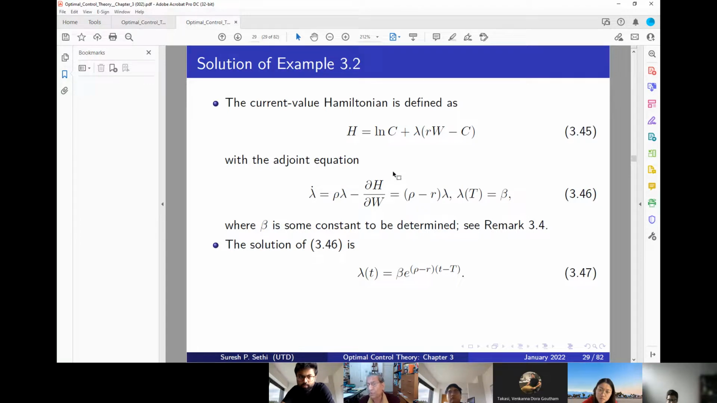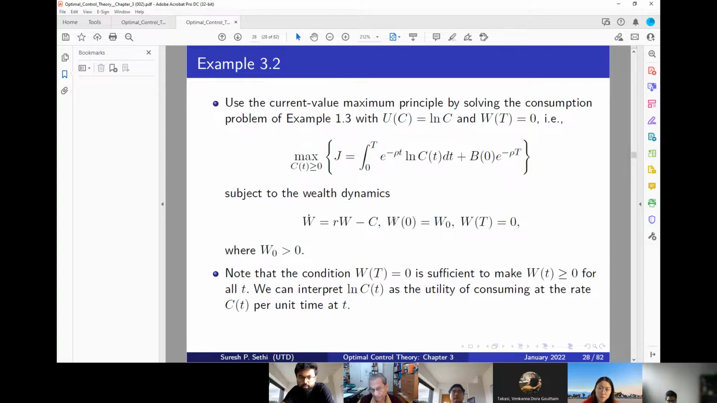But that's solving the 2-point boundary value problem. In maximum principle, lambda t is the marginal value of the state. It has an interpretation. Okay? Lambda 0 is the marginal value of the state at 0, but state at 0 is given to us. So you're right. You can do it the other way if you want. It's okay. Okay, thank you. It's fine.